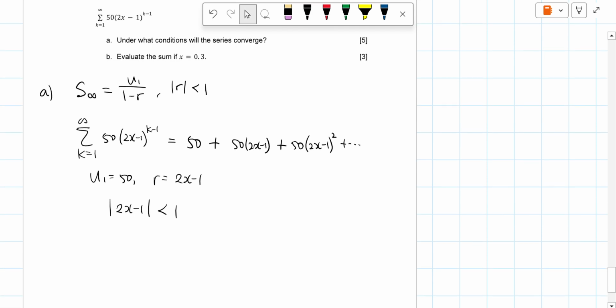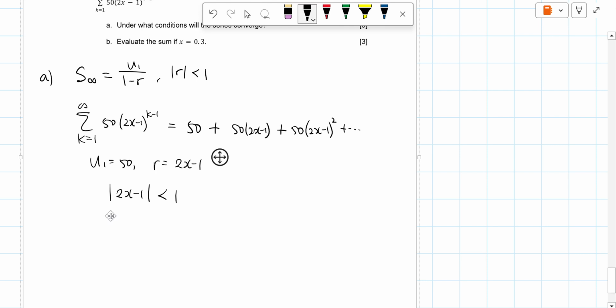Now we need to solve this inequality. We can solve this in many ways. We can try to use a graphing calculator or whatnot. Let's try to solve this in a couple of different ways. First, if I have the absolute value of 2x minus 1, it means that it can be either positive (2x − 1) or negative (2x − 1), so I have two different cases. We can say 2x minus 1 is less than 1, or we can say that negative (2x − 1) is less than 1.